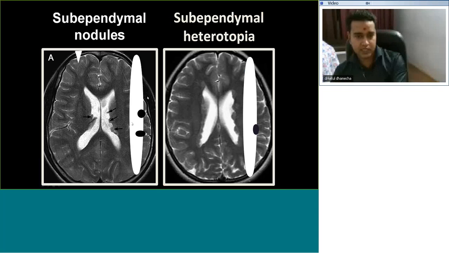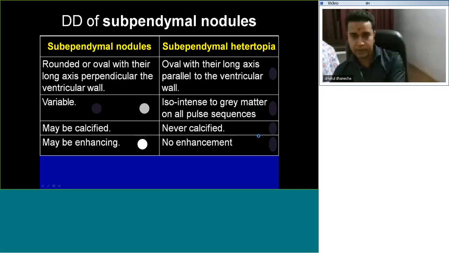The long axis is perpendicular to the ependymal wall, whereas in the subependymal heterotopia, you can see the nodules are not perpendicular. Actually, it is parallel to the ventricular wall. Long axis parallel to the ventricular wall. So usually subependymal heterotopia is always isointense with the gray matter on all the pulse sequences. No difference in the intensity.